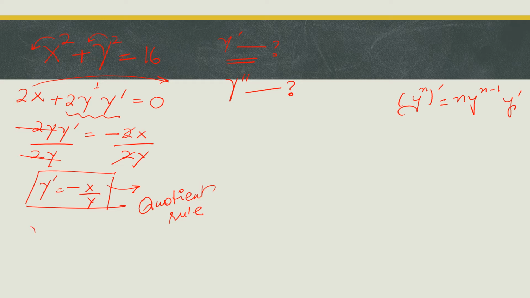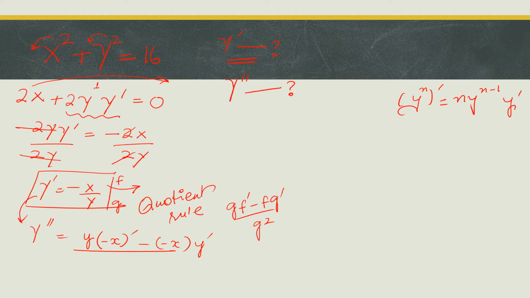So y double prime, because you are taking the derivative of the derivative, use the quotient rule, according to which if the numerator is f and the denominator is given by g, you have to apply the quotient rule, which says g f prime minus f g prime over g square. So what is our g? That is our y. And f prime means the derivative of negative x, minus x with the prime, and f is negative x, and g prime is y prime. And in the denominator there is g square, that means y square. Now solve and take the derivatives where necessary.